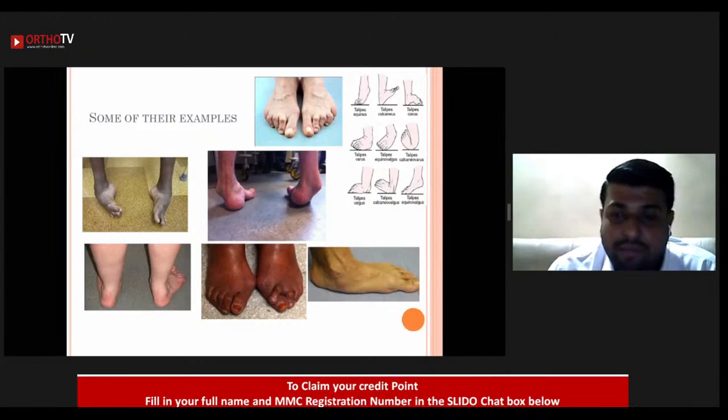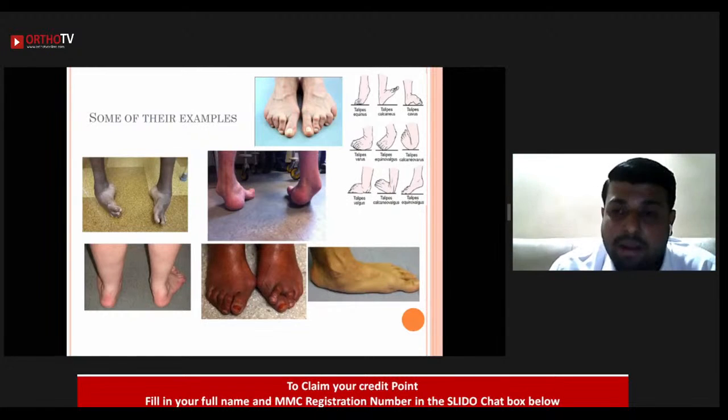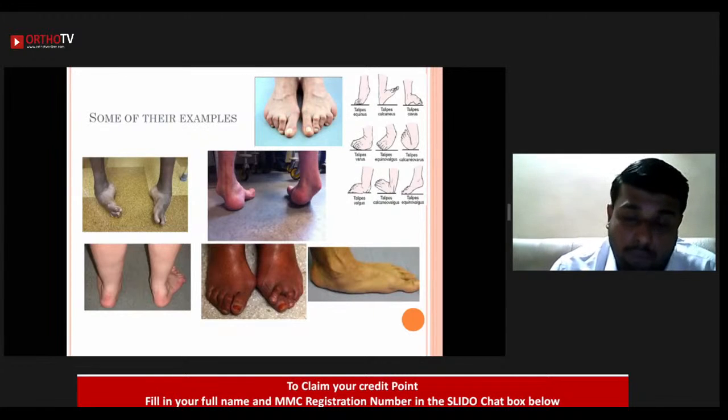Pes planovalgus we can see with the naked eye, in which again the body weight is coming on the medial aspect of the foot. The first protocol is to transfer weight to the lateral aspect of the foot with total surface bearing. It might be customized insoles, semi-rigid insoles, or rigid insoles, as per the deformity or the treatment protocols in the orthotic segment.